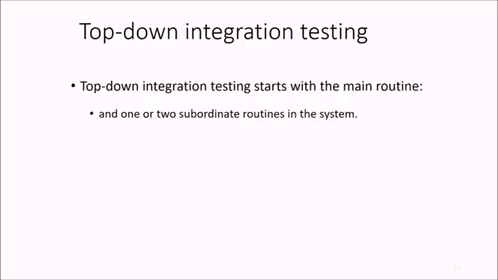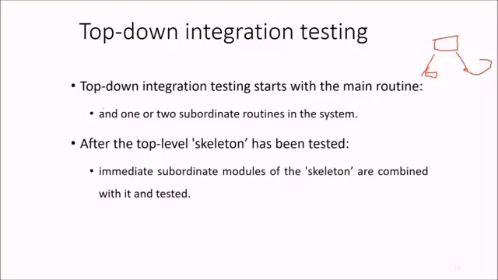And if we follow top-down integration testing, it starts with the main routine, meaning the managerial level module, the root level module, and then one or two subroutines in the system are combined. After this top level skeleton has been tested, then the immediate subordinate modules, which come from the above main modules or managerial modules, are combined again, and then tested. So this is combined with this, tested, and this whole will be combined with these two and these two, and then again tested.